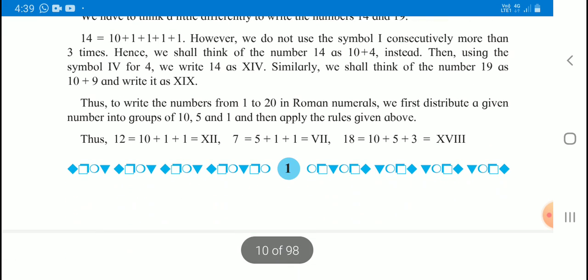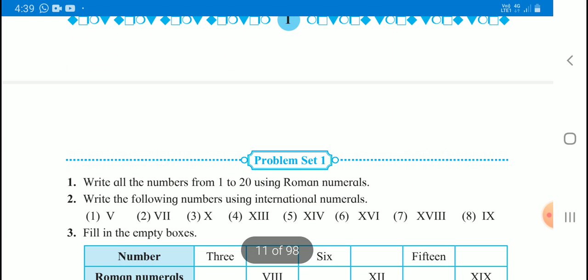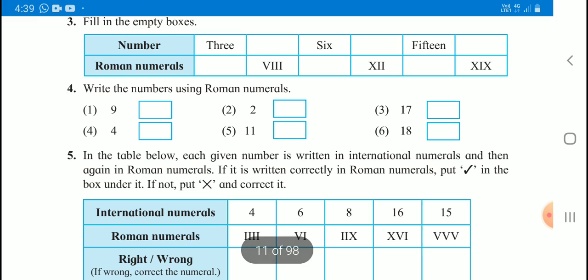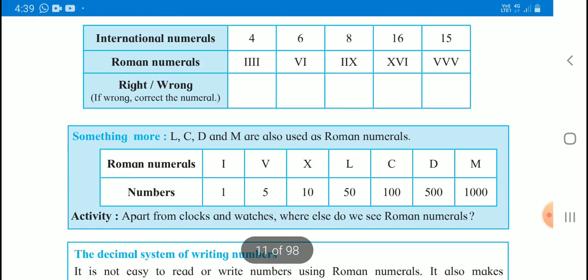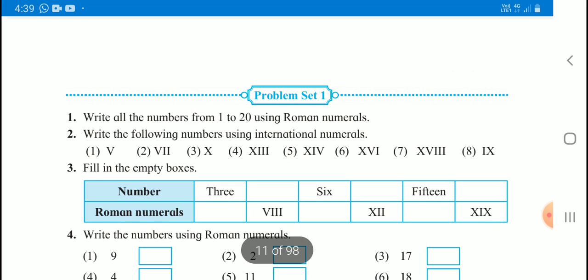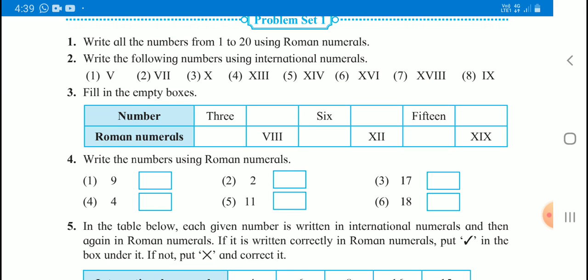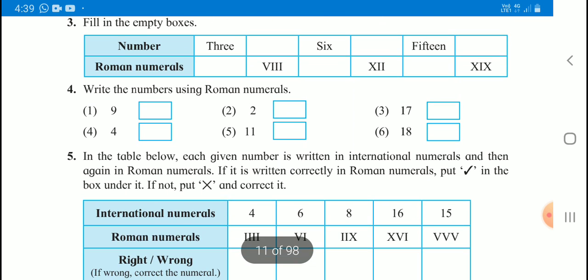If you understand it well, then for homework, you have to write the numbers from 1 to 20 in your notebook. Be safe at your home and try to solve exercise or problem set 1 from your book. Tomorrow or in my next video I will tell you the answers of problem set 1.